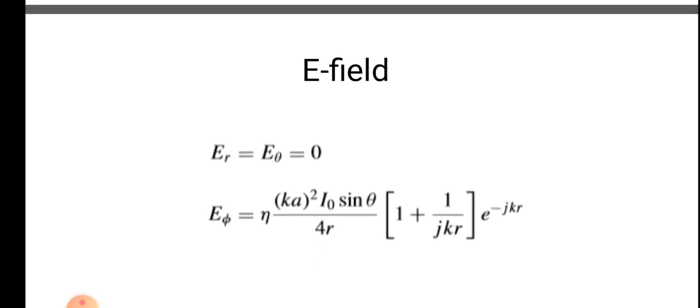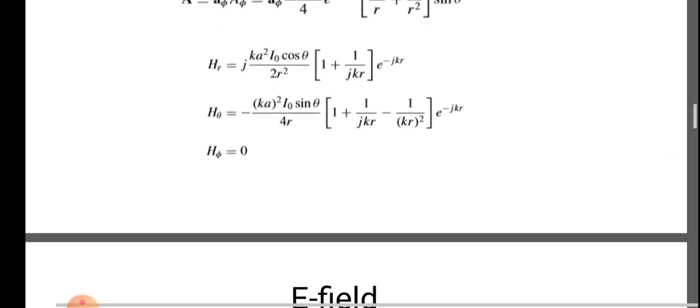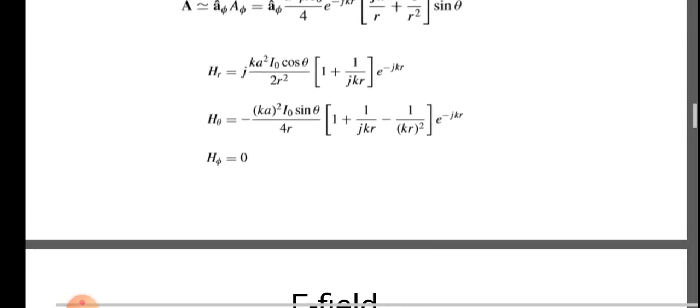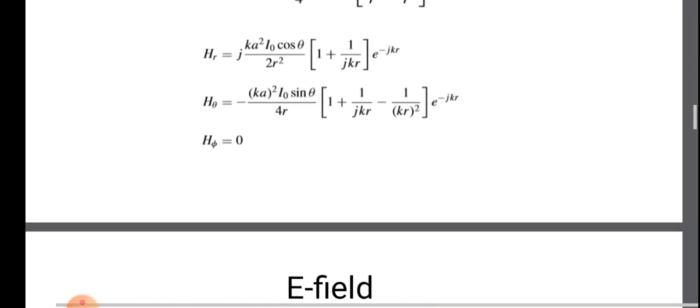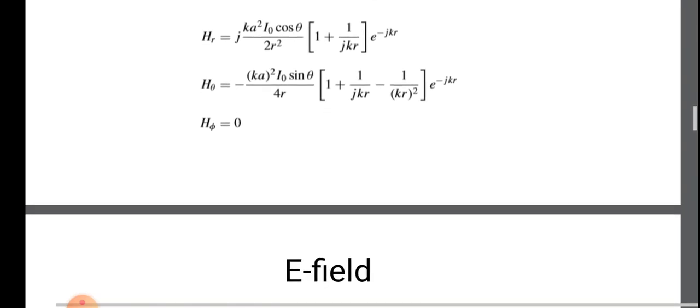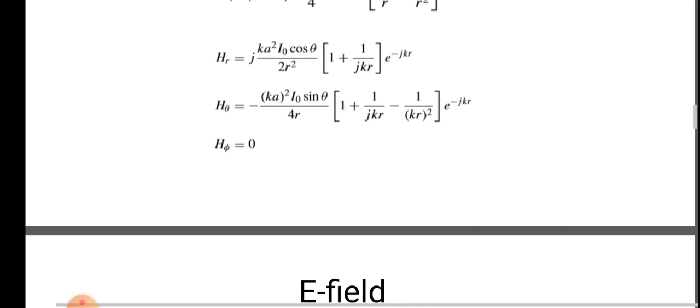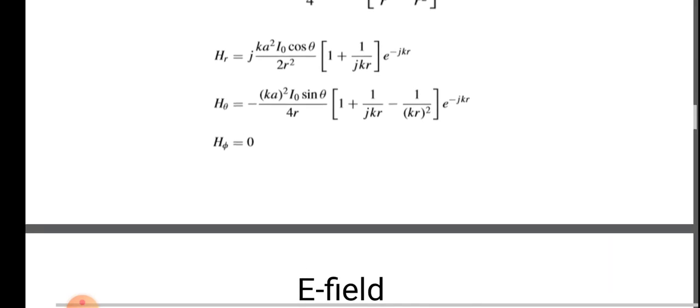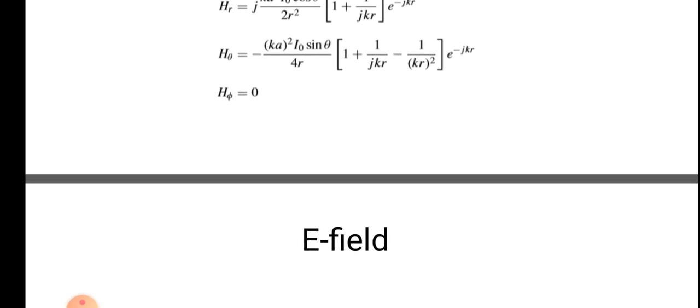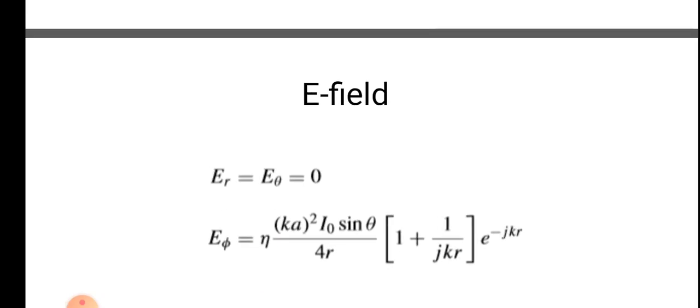Now, once the magnetic field is known to you, you can find out the electric field. Here you can see that the electric field in the direction of theta and in the direction of r is going to be 0, because the magnetic fields are already there. Electric field and magnetic field are always perpendicular to each other. So if you have a magnetic field in the direction of r, then the electric field in the direction of r should not be there. So the electric field is there in the direction of phi.